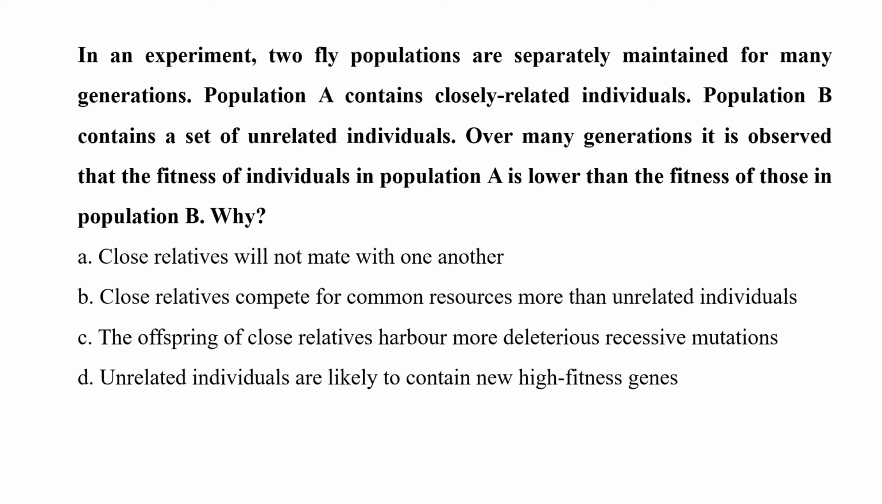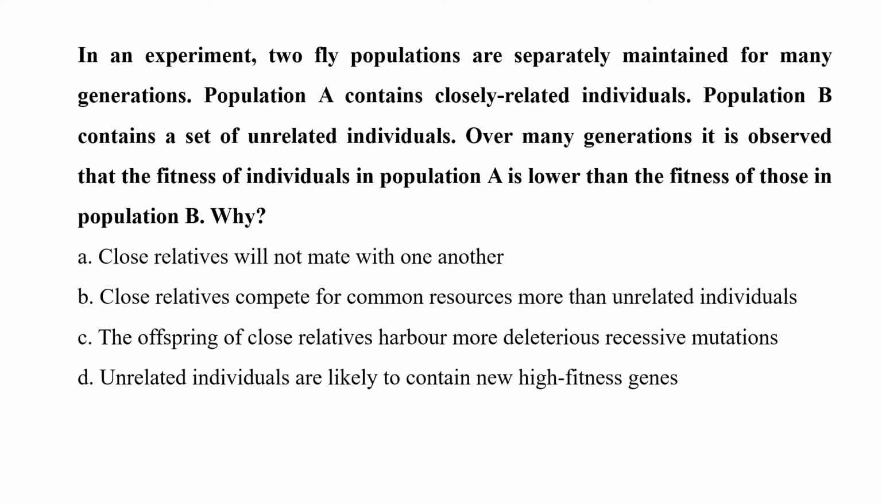In an experiment, two fly populations are separately maintained for many generations. Population A contains closely related individuals. Population B contains a set of unrelated individuals. Over many generations, it is observed that the fitness of individuals in population A is lower than the fitness of those in population B. Why? A. Close relatives will not mate with one another. B. Close relatives compete for common resources more than unrelated individuals. C. The offspring of close relatives harbor more deleterious recessive mutations. Or D. Unrelated individuals are likely to contain new high fitness genes.